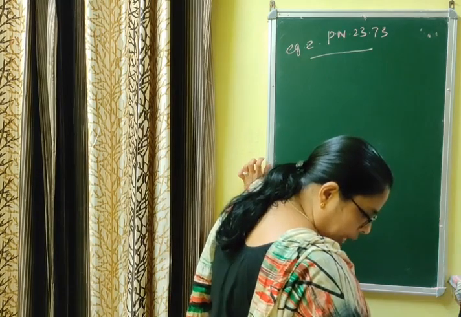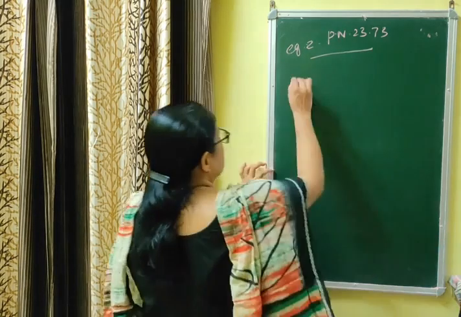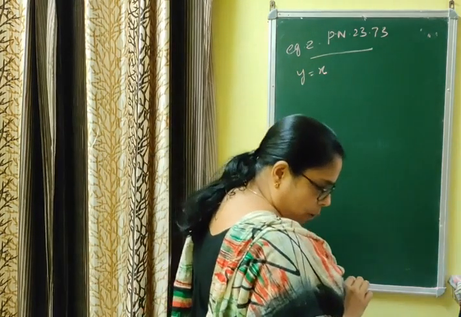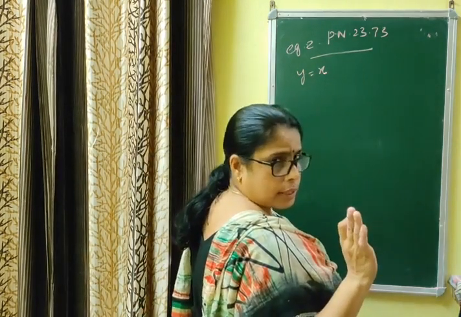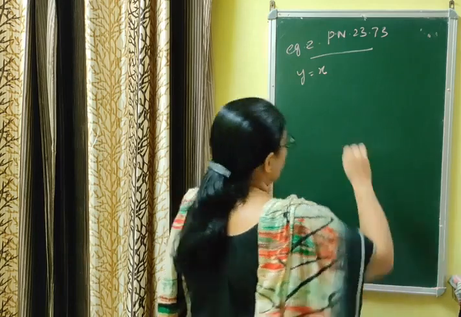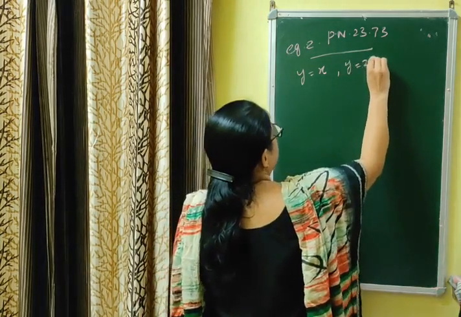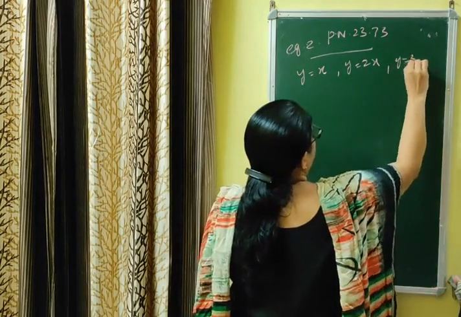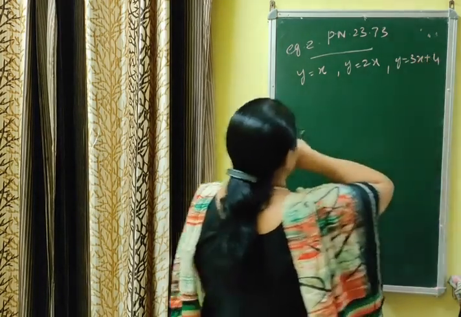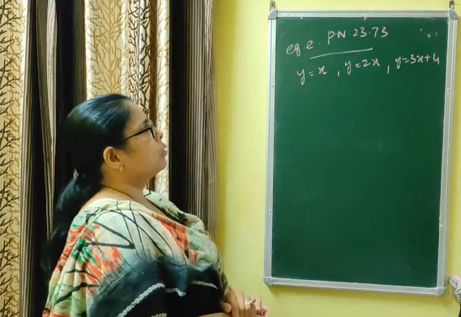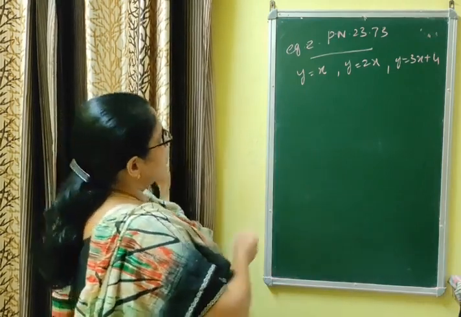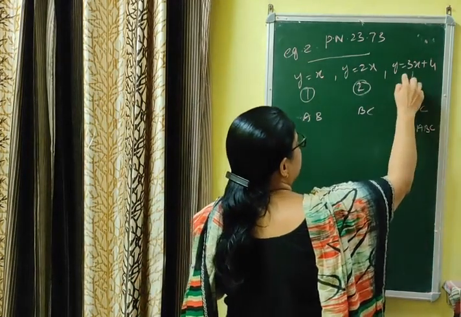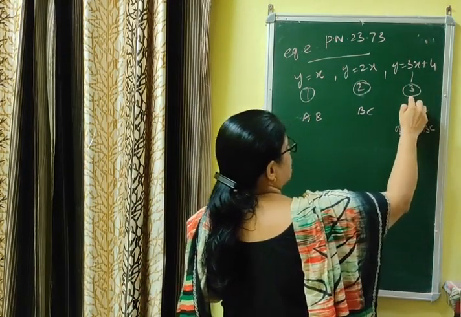Find the area of the triangle formed by the lines. You are given a triangle which is formed by the lines. Three lines should be there because the triangle has three sides. y equal to x, y equal to 2x, and the third line is y equal to 3x plus 4. You have to find the area of this triangle whose sides are represented by these. y equal to x is equation 1, y equal to 2x can be taken as equation 2, y equal to 3x plus 4 can be taken as equation 3.